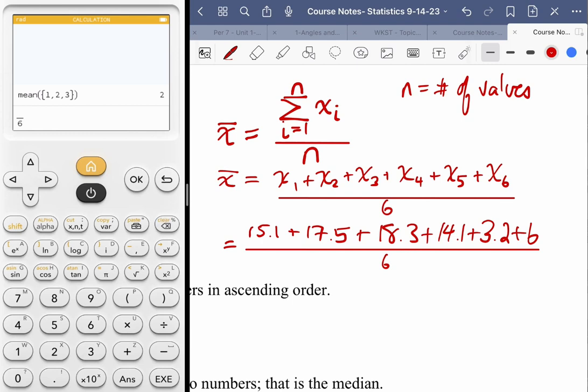Hit the backspace, get rid of all that stuff on the top, and then pop in my 15.1, 17.5. No fancy calculator stuff going on here, it's just typing it in.